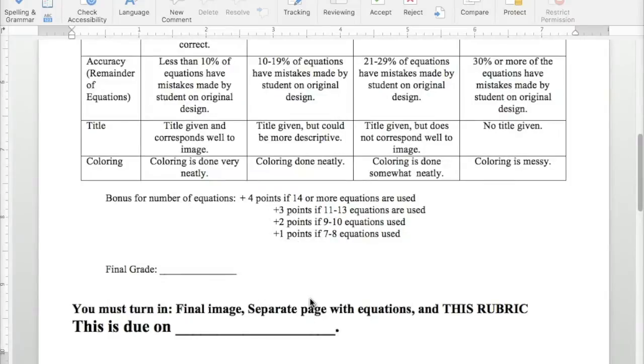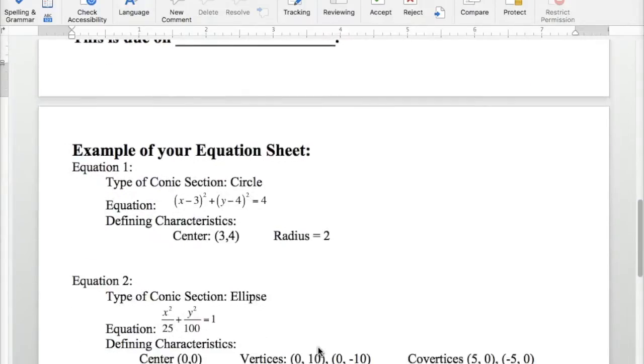Okay? When you turn this in, I'm going to be looking for an image that is colored, a separate page that has all of your equations and information, and this rubric. If you don't turn in all 3 of those separately, you will not get as good of a grade. Okay, and I'll talk about the due date in just a second.